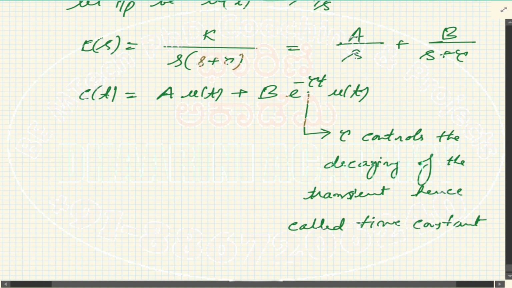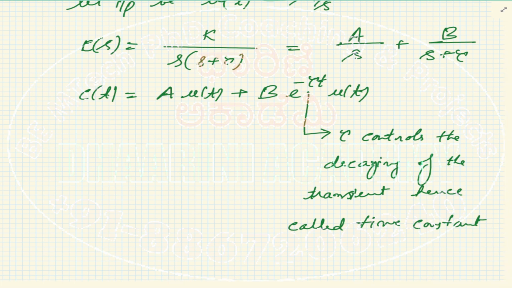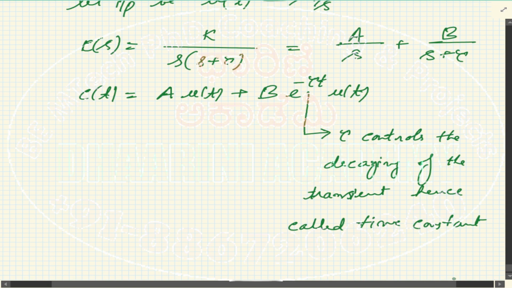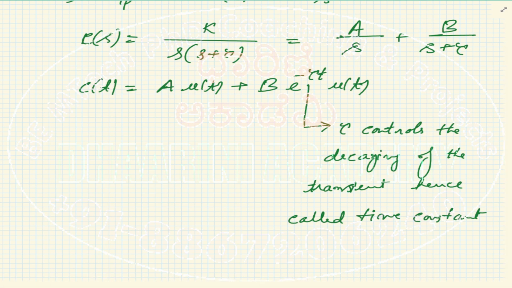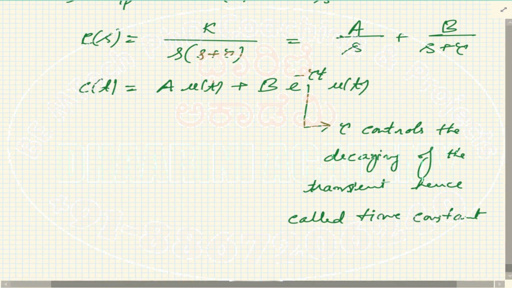Are you okay with this? Now, you see that with respect to this, certain terminology is coming up. One is tau, which represents the decaying, and k is the gain of the system. All right. Those are the two terms to be defined.